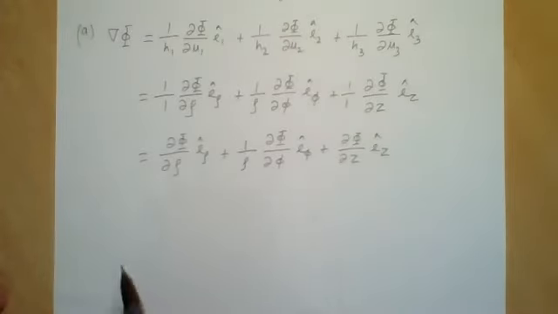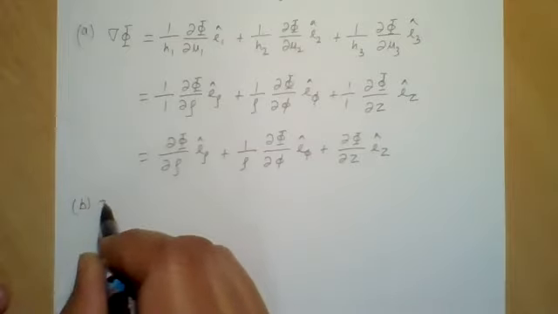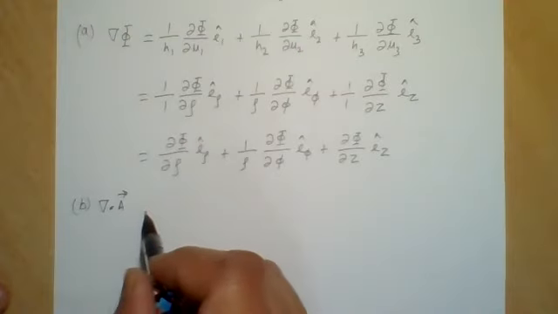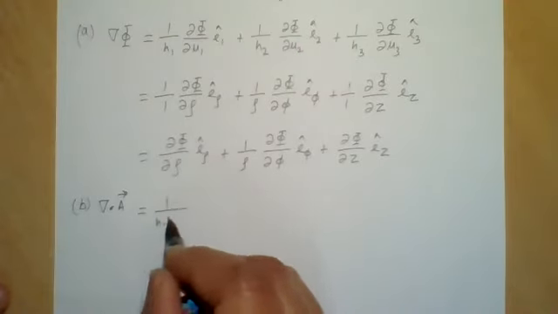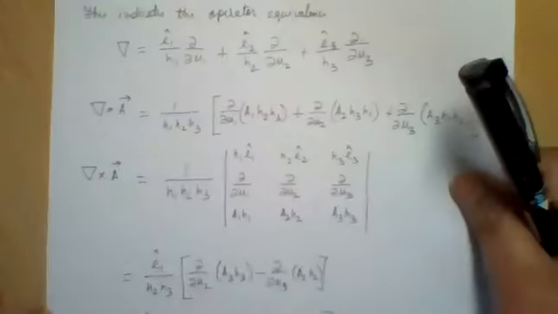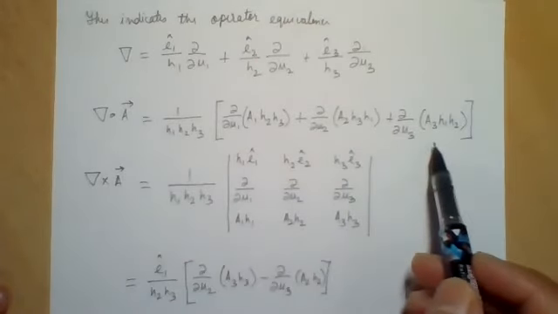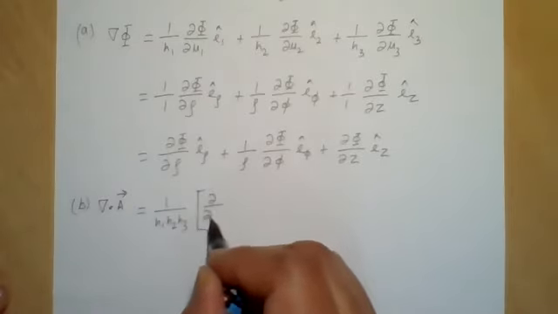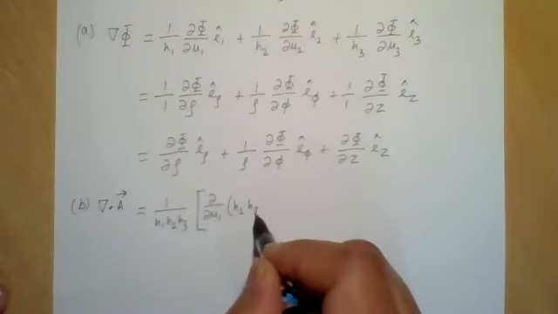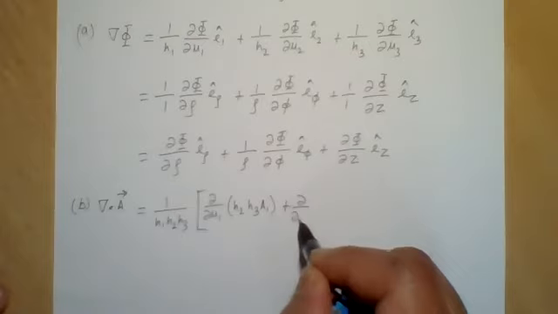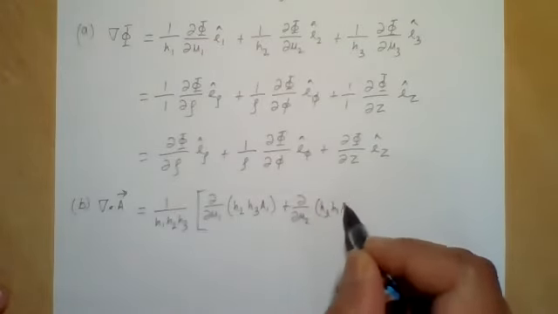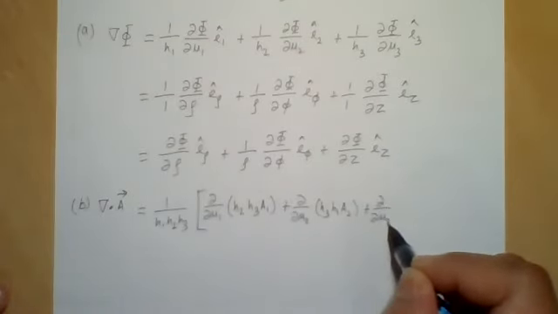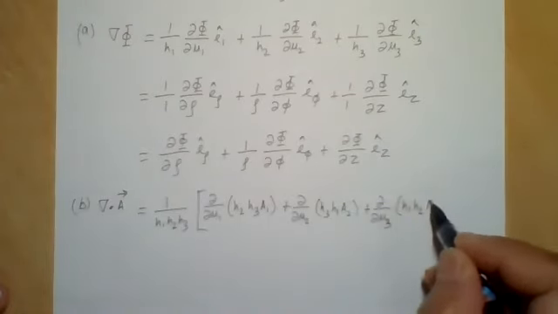Now let us calculate number B, that is the divergence of A. Let us calculate the divergence of a vector field A. And we know that from the formula, this is equal to 1 by h1 h2 h3, the formula which we have written a few minutes back. This is the formula for the divergence of A. So let us apply this: 1 by h1 h2 h3 times del by del u1 of h2 h3 A1, plus del by del u2 of h3 h1 A2, plus del by del u3 of h1 h2 A3.